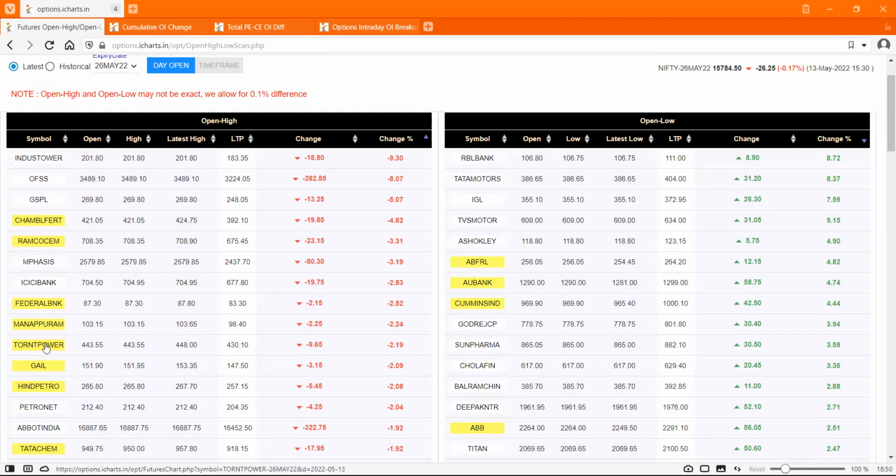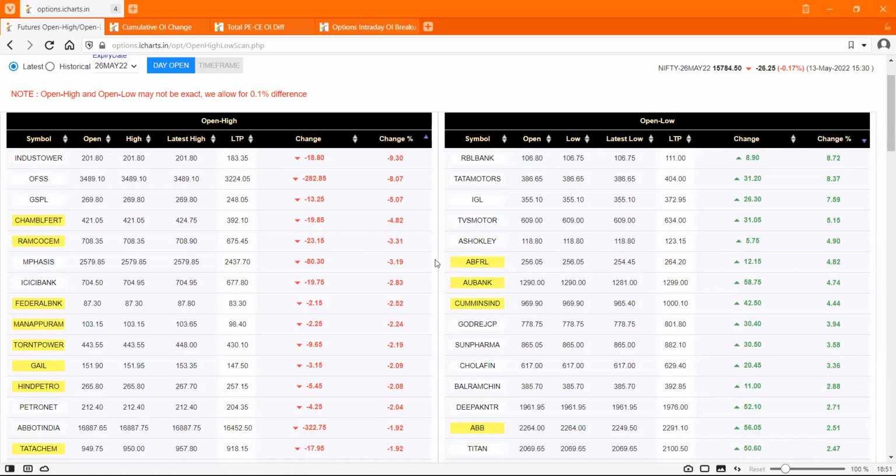Same on the open low side also. The yellow highlighted ones are where the open low condition has broken. So these have been highlighted. These scripts may not be bullish anymore, they have ended up bullish, but they are not that bullish anymore. This break indicates that. If you see this low that was there, this low got broken over here, and a new low was formed subsequently.